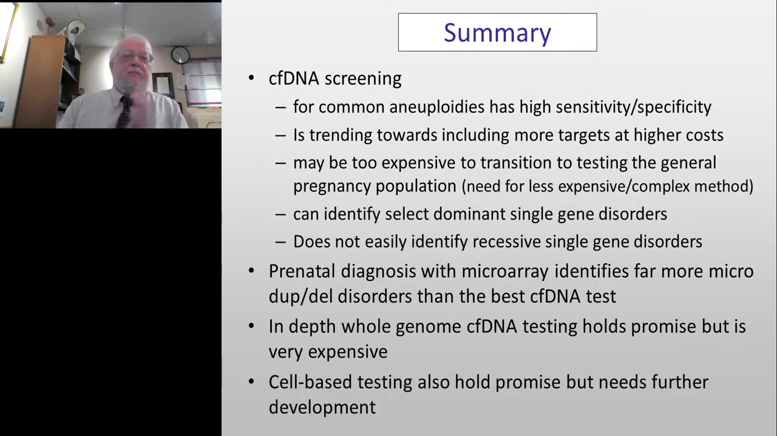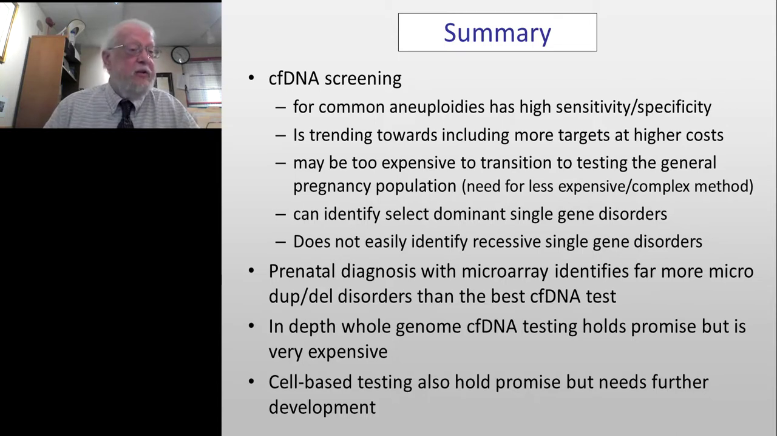So in summary then, current cell-free DNA for the common autosomal trisomies or some of the other aneuploidies has high sensitivity and specificity. It's tending toward including more targets at higher costs. This is the same thing that's happened to computers. Remember, 20 years ago, the cost of that computer would be very low now, but no one wants what that computer can do anymore. They want a computer that does more. And it's the same trend here.